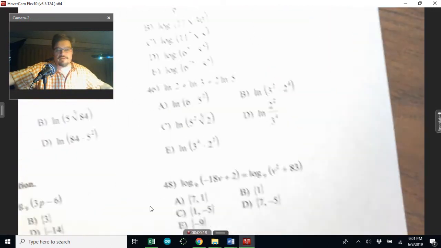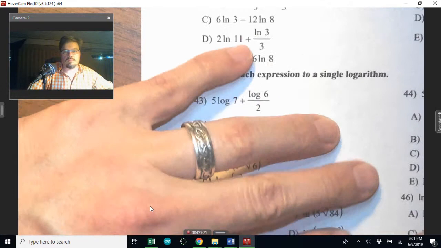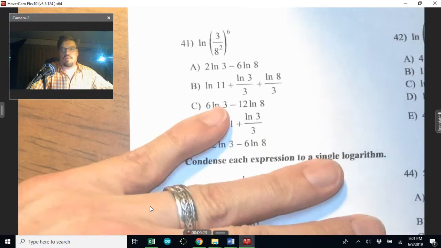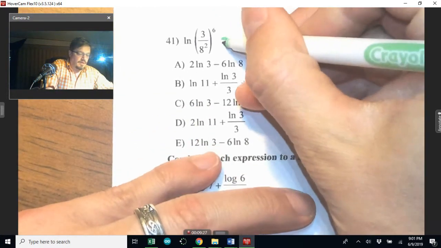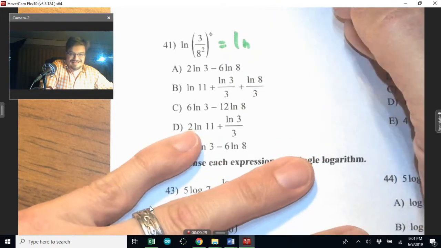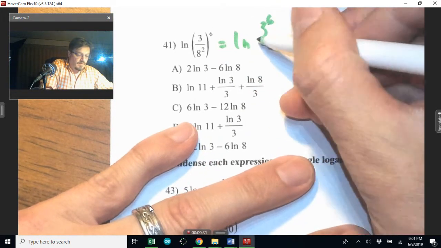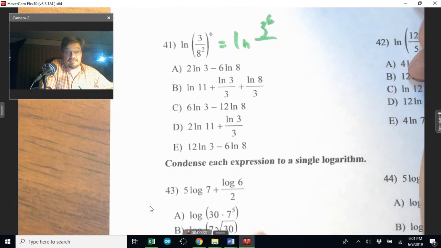Okay, that's 40. Let's do 41, 42, and then we'll call this video. Okay. Oh no, an ln. What are we going to do? Same thing. It doesn't matter. You're going to go ahead and just distribute that 6 to both of them. The ln just means a different base, and that's totally fine.